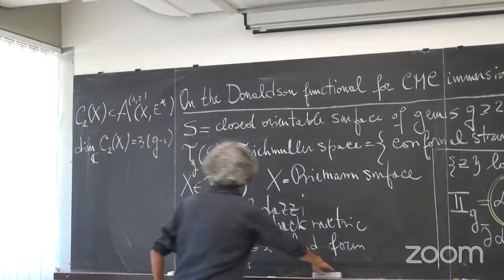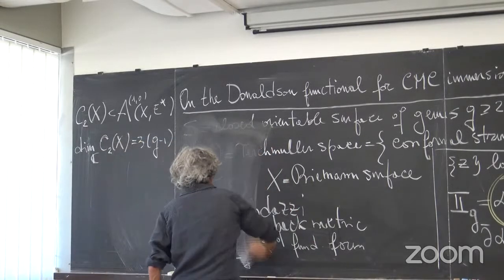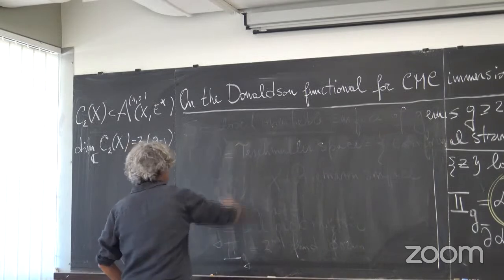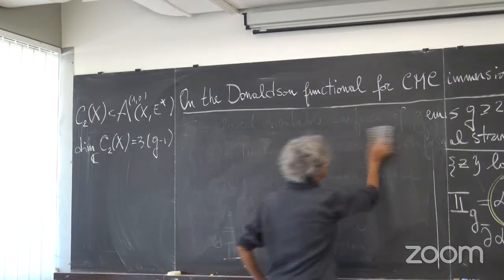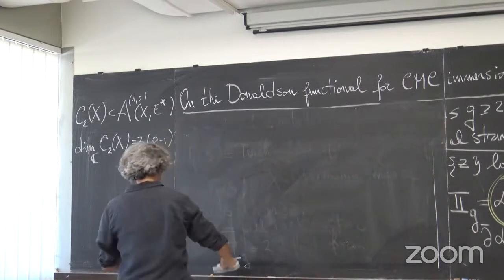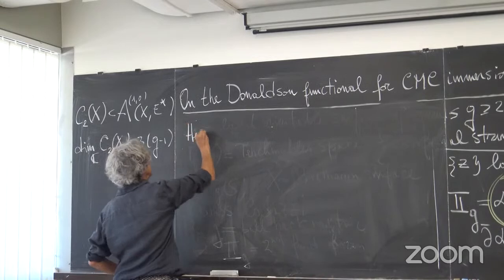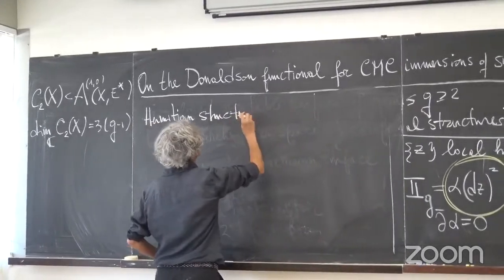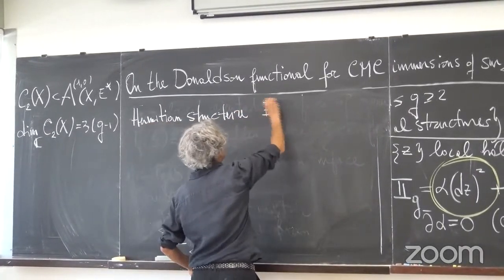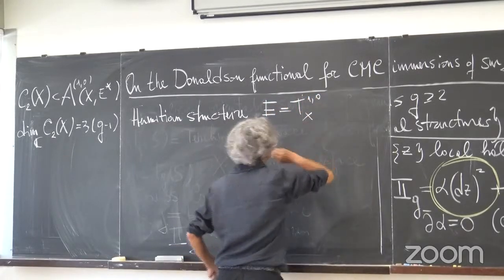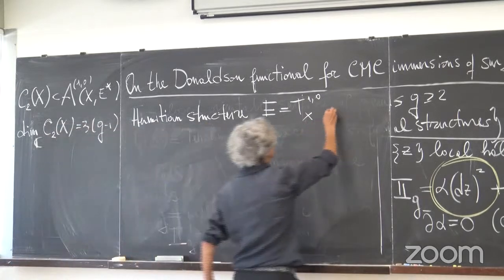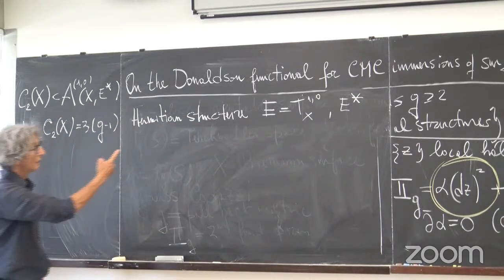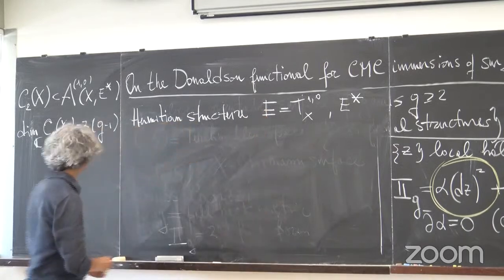Moreover, as well known, once that we have a metric on X, it induces a Hermitian product on the tangent and cotangent bundle of the surface. So we get that we have a sort of Hermitian structure, according to my notation, on the holomorphic line bundle E, I remind you that this is the holomorphic tangent space of X, and also on E star.